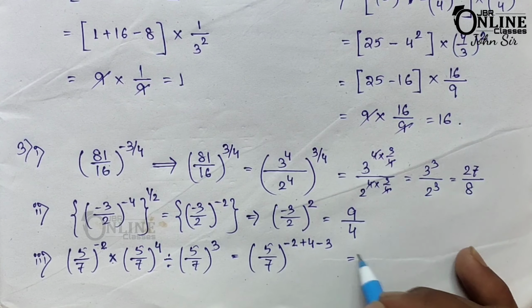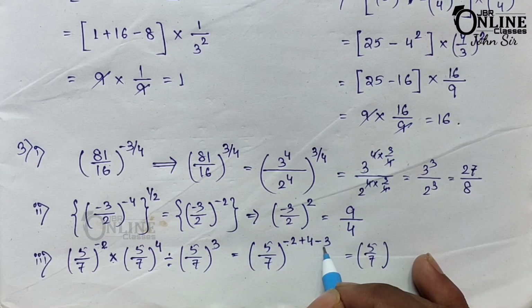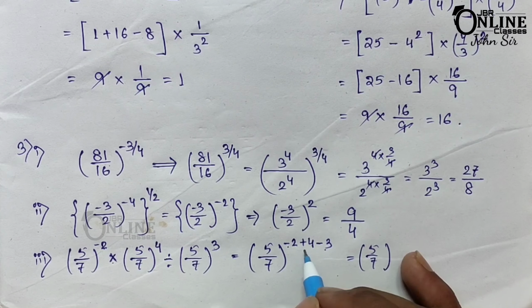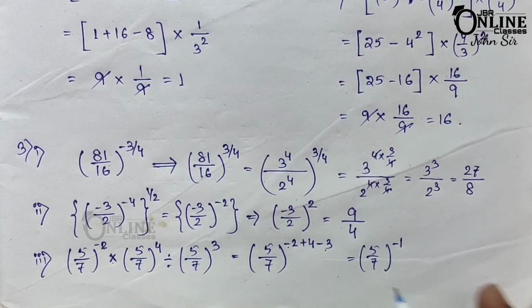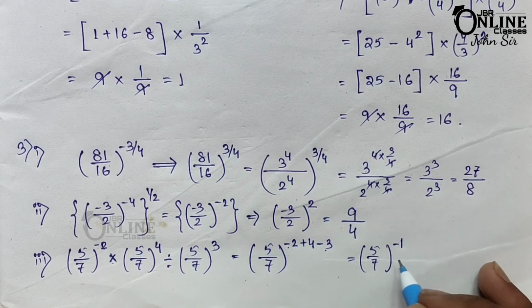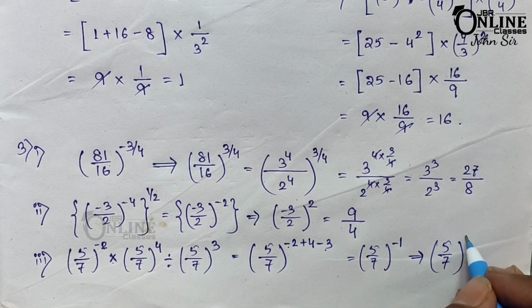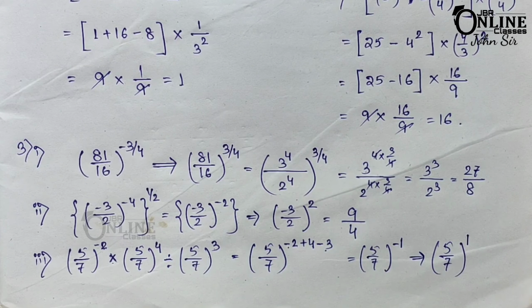Okay, so ultimately here 5 by 7 and here minus 2 minus 3, that means minus 5. So minus 5 plus 4, it's minus 1. Okay, now you have to find out the multiplicative inverse of 5 by 7 whole to the power minus 1, and here the answer is 5 by 7. Here the answer is 5 by 7 to the power 1 or only 5 by 7. Next one, sum number 4.